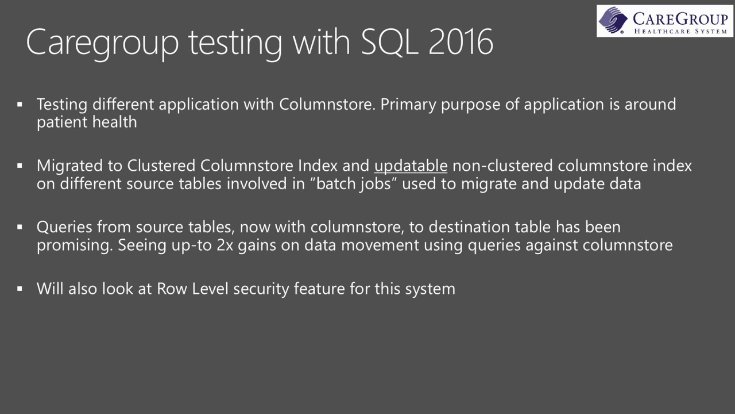They migrated a number of tables. This is kind of a batch-based system where they are doing a lot of queries on source tables to enter it into a big destination table. They added Columnstore indexes to 3 of those source tables. They did 2 clustered Columnstore indexes. Third, in SQL 2016, the non-clustered Columnstore index is also updatable. So they added a non-clustered Columnstore index to one particular table as well. And so far, they're getting about 2x gains in their data movement from source to destination by using the Columnstore index there. The other feature they're going to look at in 2016 is row-level security.